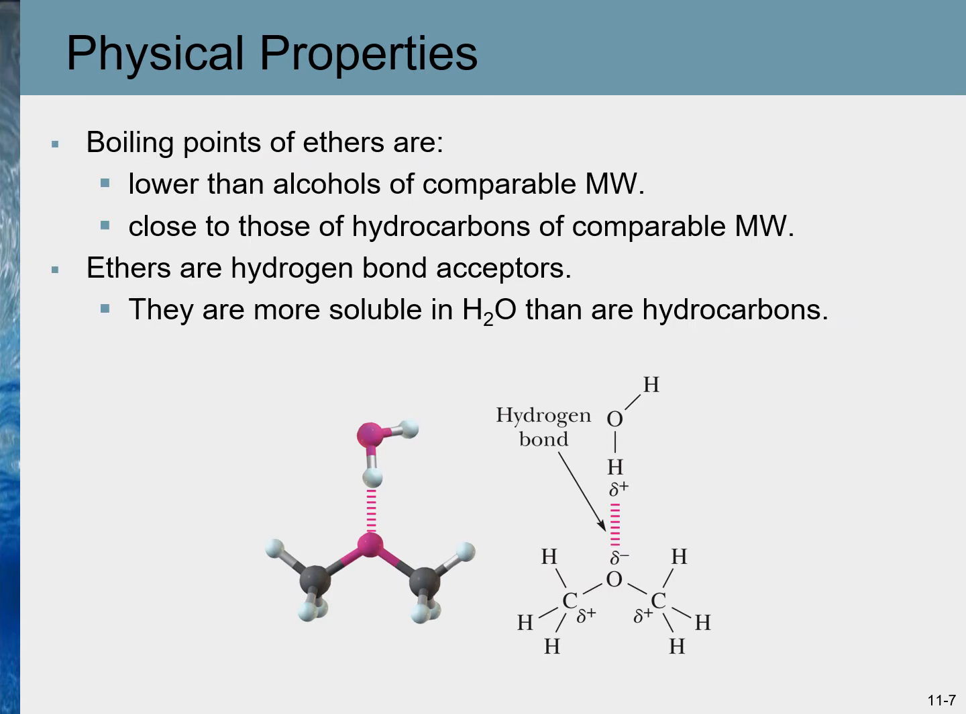As discussed earlier, the boiling points of ethers are lower than alcohols of comparable molecular weight, and the strength of dipole-dipole bonds in ethers is not that large. Therefore, the boiling points are closer to those of hydrocarbons of comparable molecular weight. Although ethers cannot form hydrogen bonds with other ether molecules, they do act as hydrogen bond acceptors. So therefore, they can form hydrogen bonds with protonated solvents such as water. Because of their ability to form hydrogen bonds with water molecules, they are more soluble in water than other hydrocarbons.